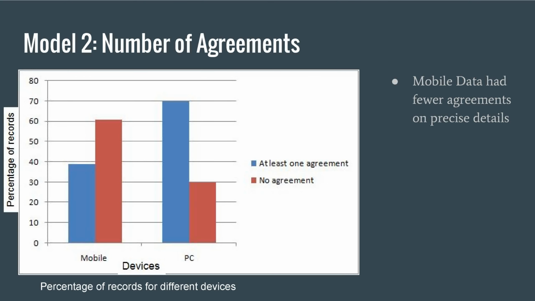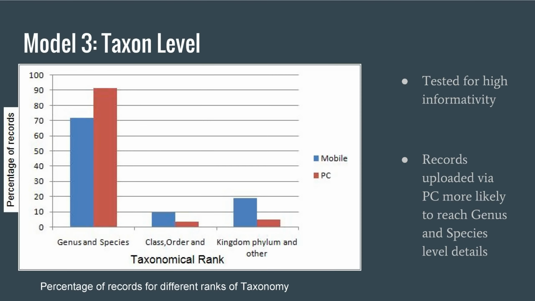Authors also experimented to find out which factors were significantly associated with more agreements. Quality grade status and taxon group predicted higher number of agreements, while using a mobile device to upload data predicted fewer agreements. The authors tried to find out which factors were significantly associated with records that had genus and species information, which are the proxies for higher informativity. It was found that the records that were submitted via PC had more specific information.